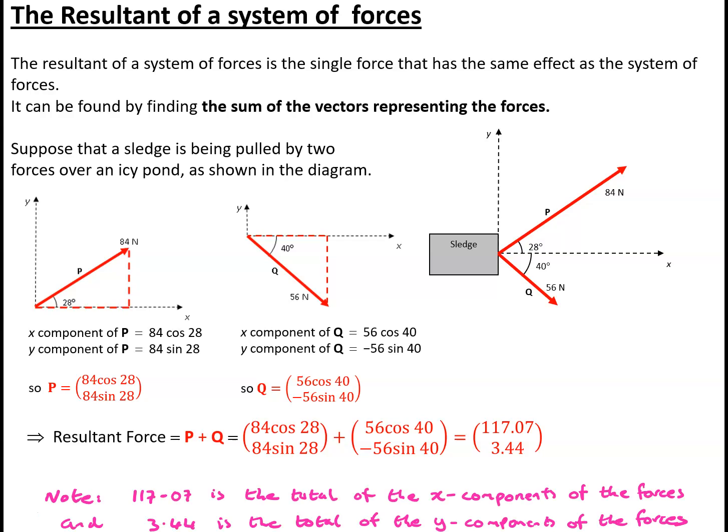So 117.07 is the total of the x components of the forces. 117.07 is the x component of the resultant force. 3.44 is the total of the y components of the forces, and it's also the y component of the resultant force.